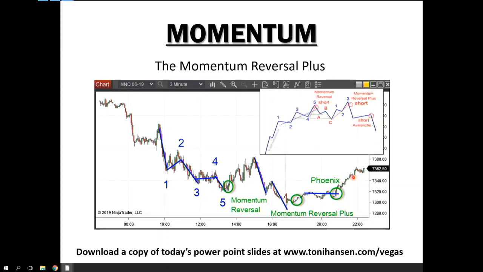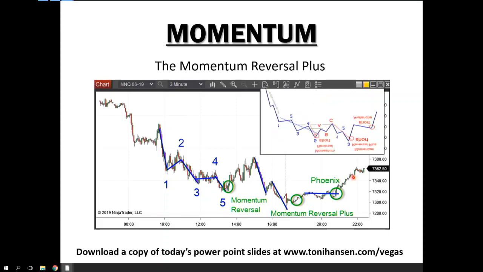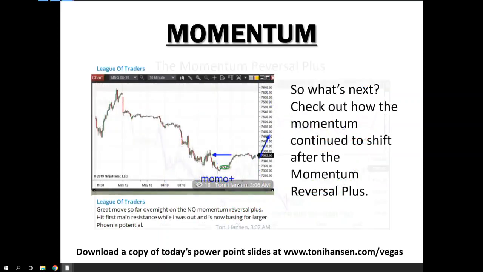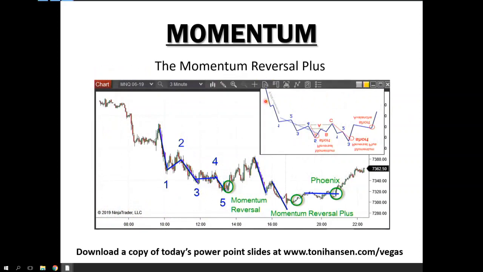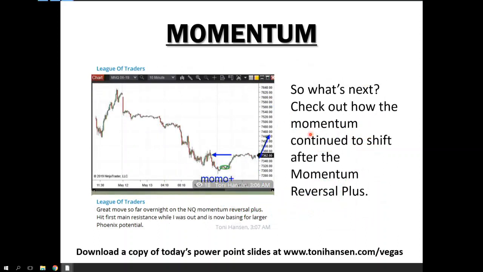So here's the momentum reversal template. Let me show you guys a little bit more of the details here. Basically just flip that template over. And this whole template here repeats again and again in the market. So it's not just something that happened this week. It's something that happens pretty much every week. And here's our break higher, first level of resistance.